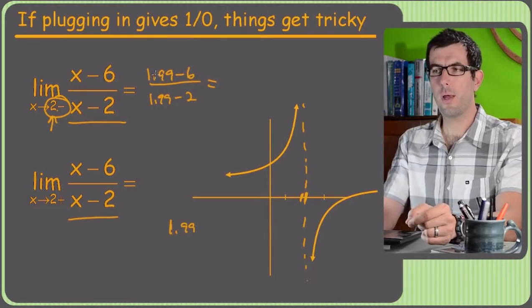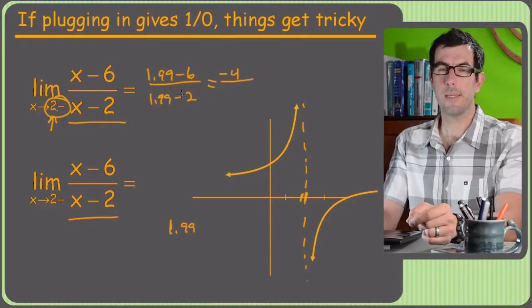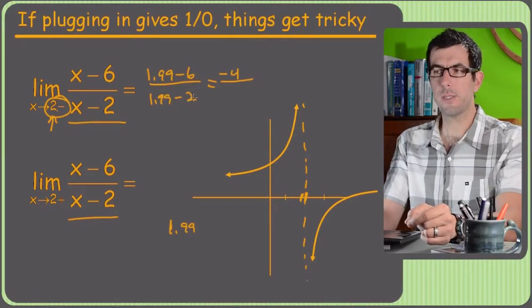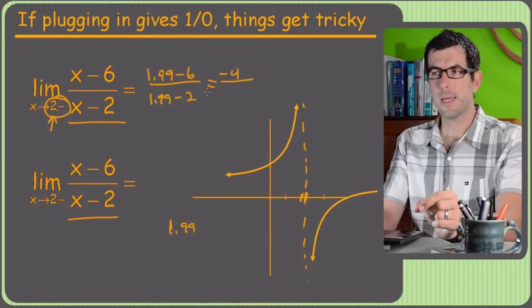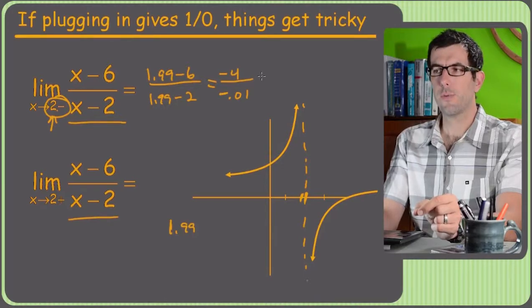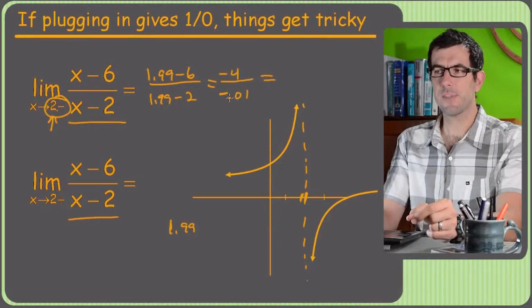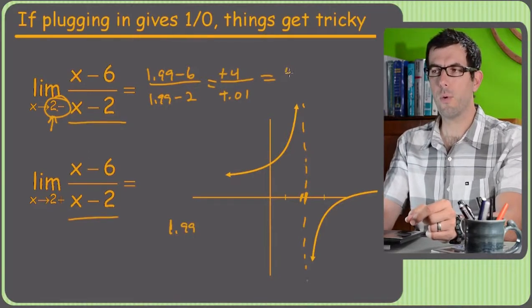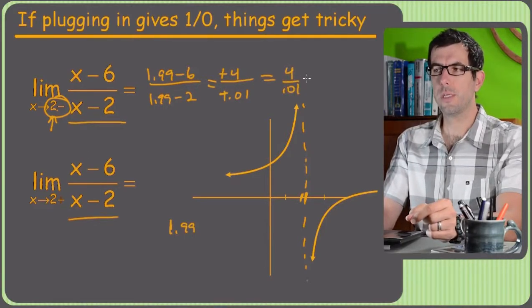What I would do is figure, you know what, 1.99 minus 6 is like negative 4. But then what's downstairs? Is that a plus or a minus tiny number? 1.99 minus 2 is a tiny, tiny, tiny number. But it's actually a negative tiny, tiny number, right? Negative 0.01. The reason it matters if it's plus or minus is that negative sign downstairs is now going to cancel this. And we'll get 4 over 0.01, which is a big number, like I think 400.